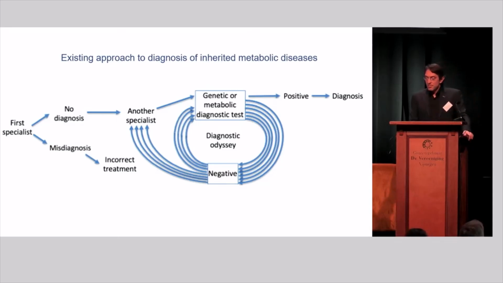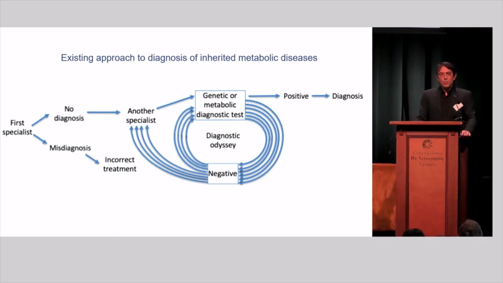The existing approach to diagnosis of inherited metabolic diseases is, you first go to a specialist. You probably don't get a diagnosis on the first instance because the doctor had maybe never seen that disease before. So they send you on to another specialist, if they don't diagnose you incorrectly. And then that cycle goes around and around until they find the specialist that does the particular genetic or metabolomic test to diagnose that particular disease. It's called a diagnostic odyssey.